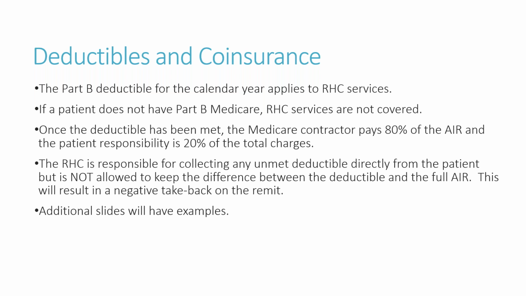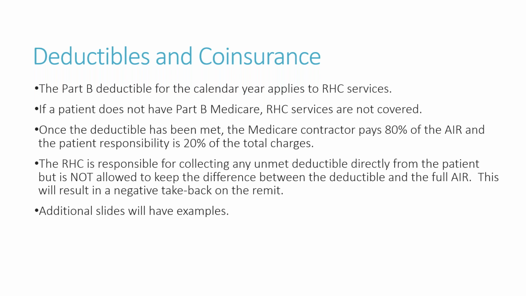As I said a minute ago, the Medicare contractor is going to pay 80% of the all-inclusive rate. And then the patient is responsible for, now get this, 20% of the total charges. So if you're in a fee-for-service arrangement, it's usually 20% of an allowable. In a rural health clinic, the patient responsibility, the co-insurance amount, is 20% of the total charges. So charges really matter. We're going to see that as we go through a few examples.